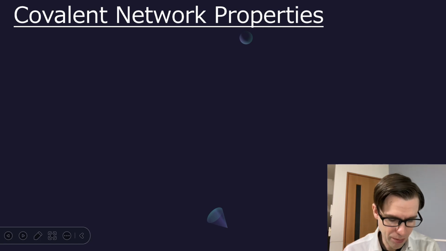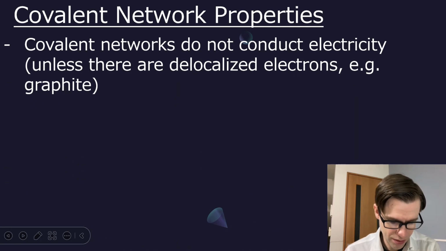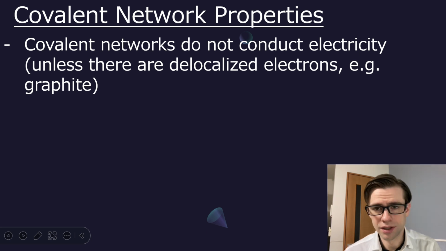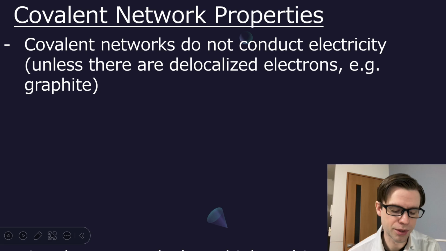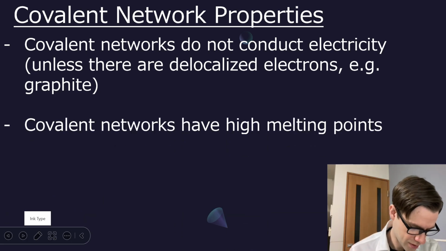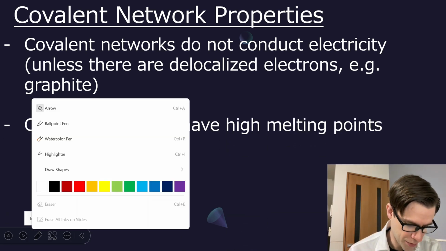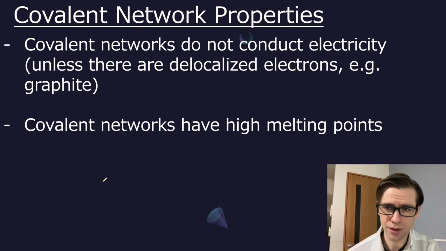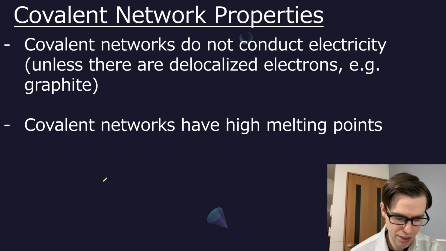So what are some properties of networks such as these? Generally, they do not conduct electricity. Things like diamond and silicon dioxide do not conduct electricity, but if there are delocalized electrons, for example in graphite or graphene, there will be some conductivity. I think even amorphous carbon has much better conductivity than diamond because there are fairly often double or triple bonds in the amorphous carbon random structure that help it conduct.